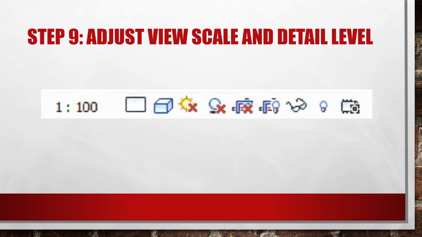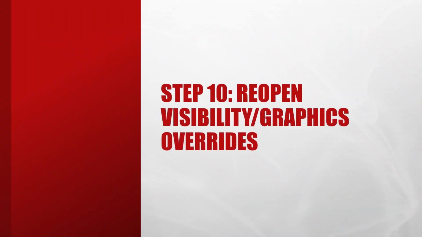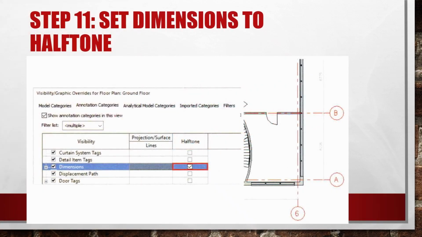Step 9, on the View control bar at the bottom of the screen, set the scale to 1 to 100 and the detail level to coarse. Back in the screen area, press VV on your keyboard to open the Visibility and Graphics Overrides dialog. In the Annotation Categories tab, override the Dimensions attributes to halftone, then select OK.